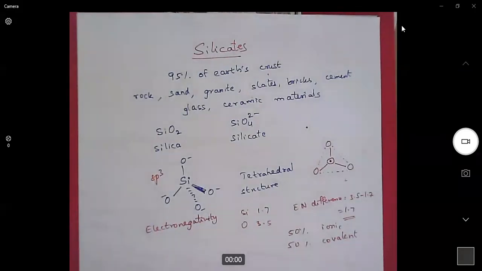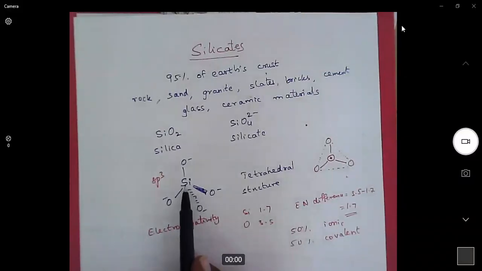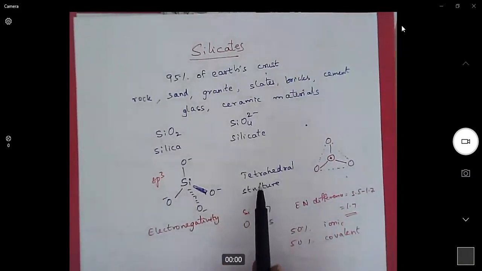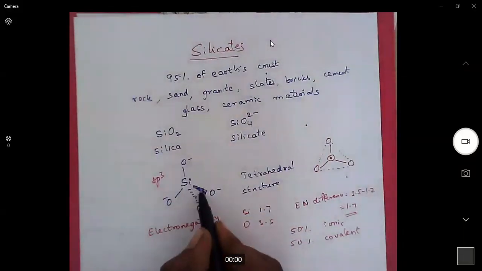In the previous class, we discussed silicates. What are silicates? SiO2 or SiO4 2-. These are called silicates. The structure of silicate is: silicon is sp3 hybridized, so it will have tetrahedral geometry. That means it is bonded to 4 oxygens: 2 oxygens in the plane, 1 oxygen above the plane. This thick wedge represents above the plane.